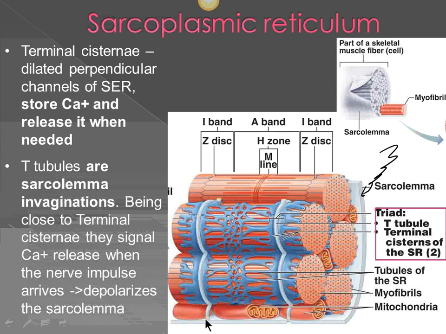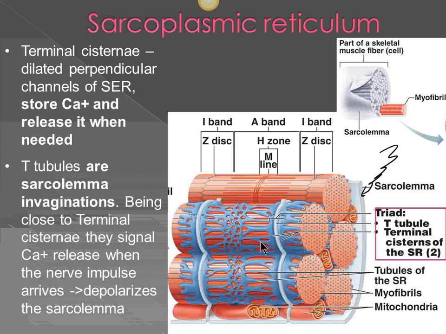Now because it's very close to the terminal cisternae, when the nerve impulse comes, it stimulates the terminal cisternae. What do they have inside them? Calcium ions. So they release the calcium ions. Those calcium ions then go and get attached to that troponin. The troponin then turns and unblocks, and then the myosin can attach to the actin, and the filaments can slide and contract.